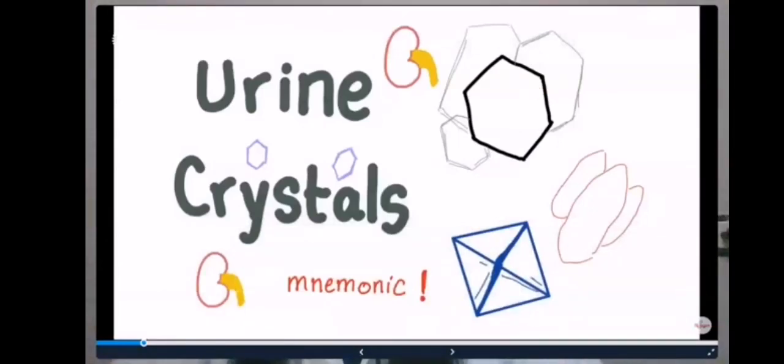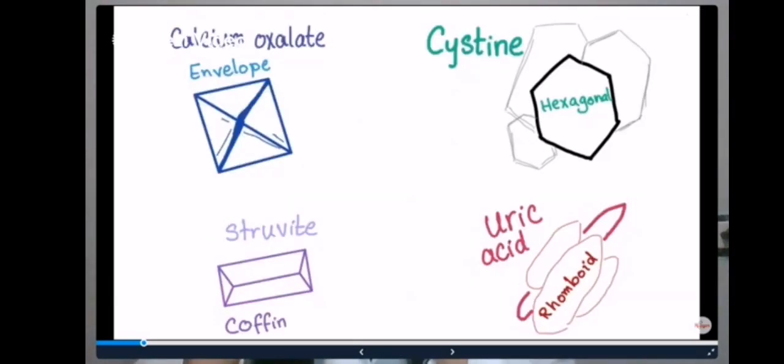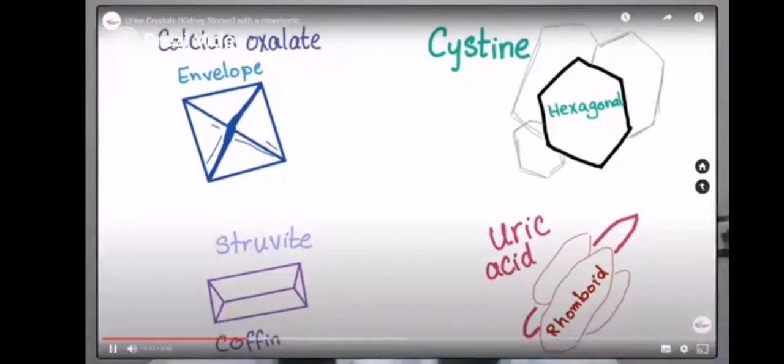Crystals have specific shapes under microscopy. So if you know the shape, you can know what type of stone it is, and it will be of great help on your board exam, because it will describe the stone, for example, hexagonal-shaped stone is cysteine, rhomboid is uric acid, etc. So that's the topic of today's video. These are the most high-yield crystals for your exam and for life.